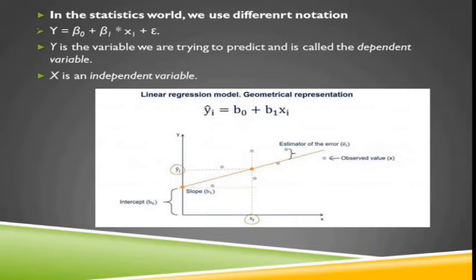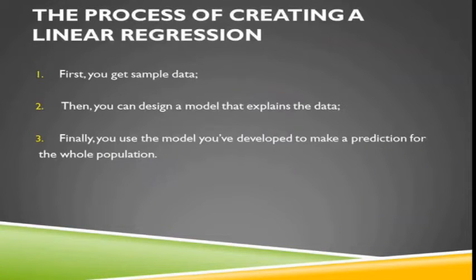Doing linear regression by hand is a tedious process. Instead, we use machine learning to find linear regression. Let's see the process of creating a linear regression. First, we have to get sample data. Next, we have to design a model that explains the data. Third, we use the model we have developed to make a prediction for the whole population.